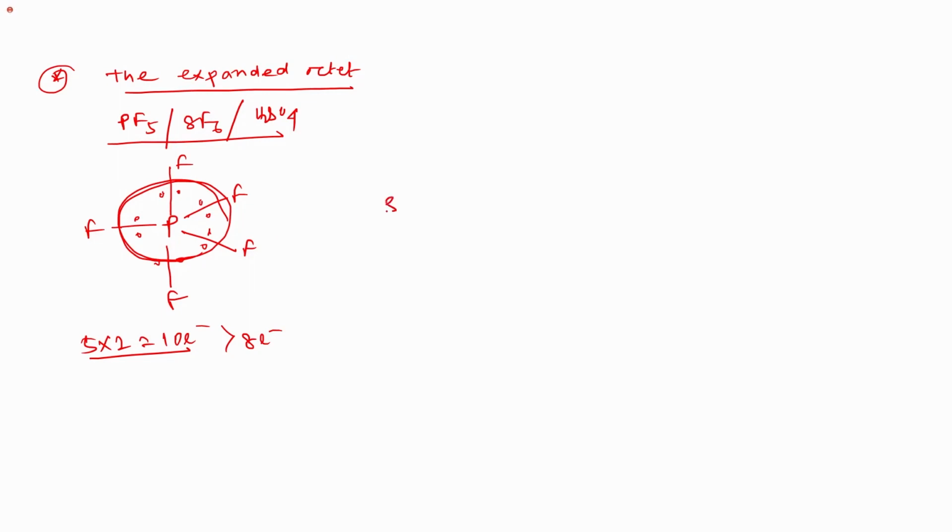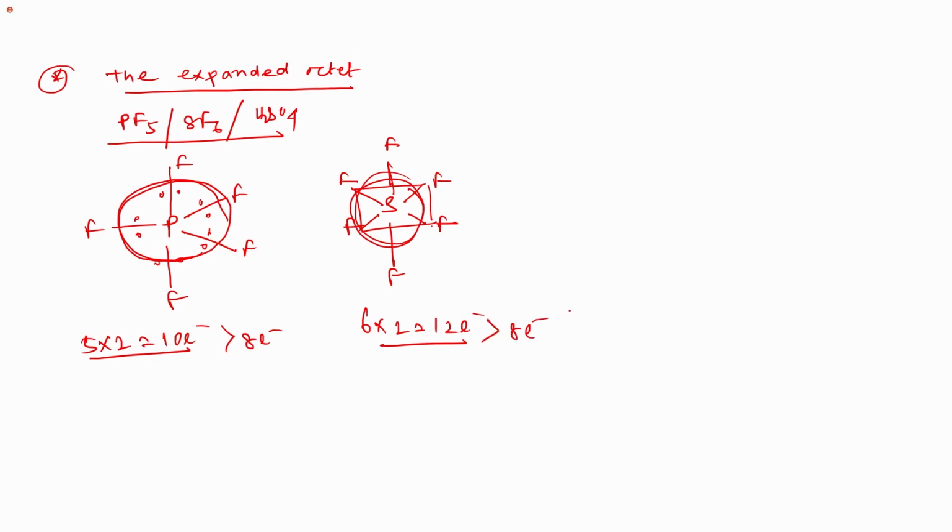If you see SF6, we know that the structure of SF6 is octahedral. So this is fluorine, this is fluorine, this is fluorine, this is fluorine. Here if you see, 6 bonds are present. So 6 into 2 equals 12 electrons. So in the valence shell of sulfur, 12 electrons are present. That is greater than 8 electrons. So it is called the expanded octet rule. Okay. So these 3 are the limitations of the octet rule. After that also they are stabilized.